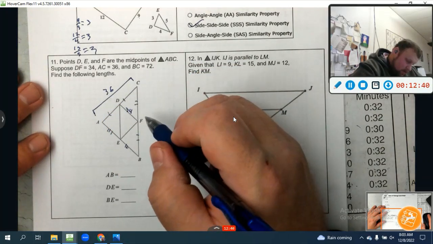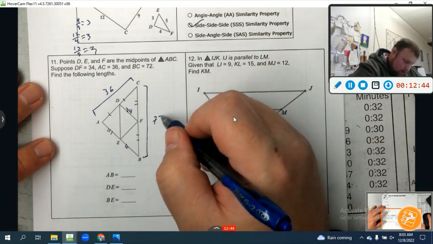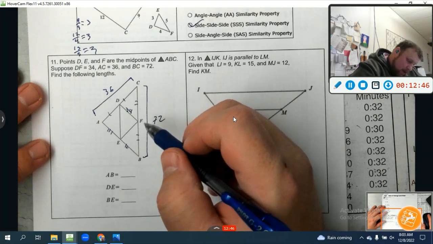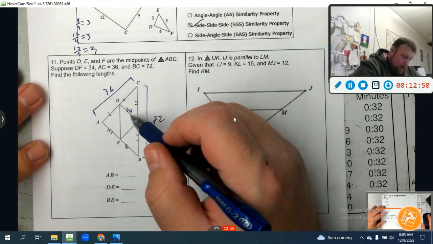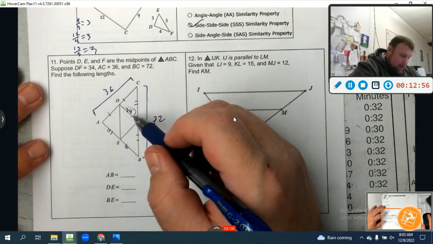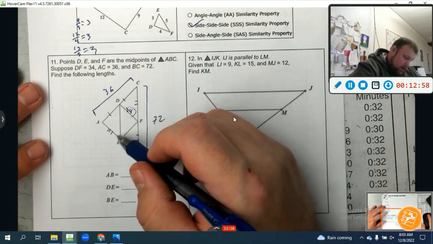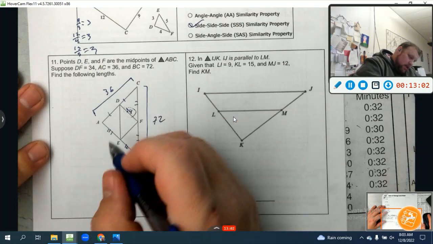So AB. Well, I know AB is twice this, right? Because the mid-segment theorem tells us that this is parallel to this line and exactly half the length. So we're just going to multiply times 2. So 2 times 34 equals 68. Boom. 68.